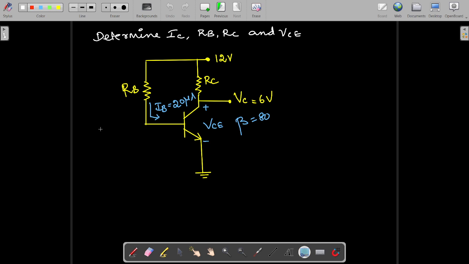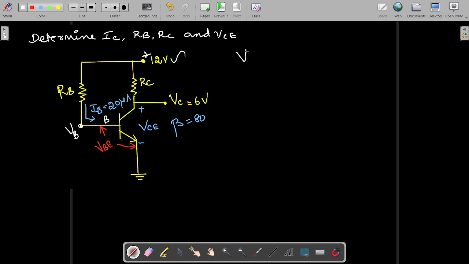Hello everybody. Now we are going to solve this problem. This is coming under analog electronics and fixed bias circuit. VBE is equal to 0.7 volts, then only it gets activated. So in order to solve this, we consider the input side.